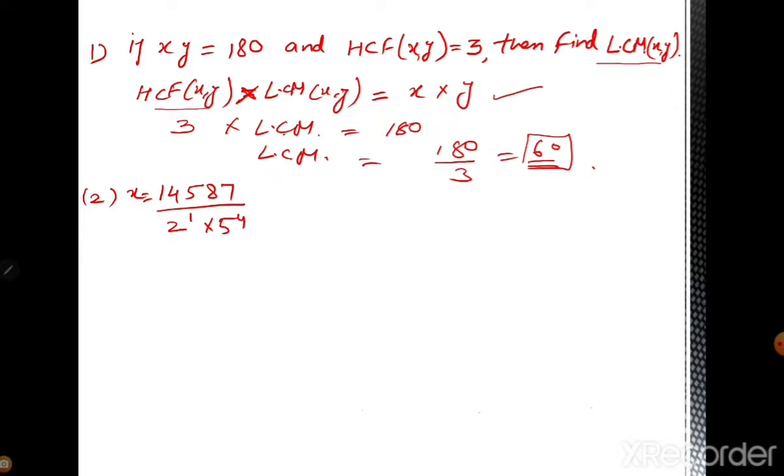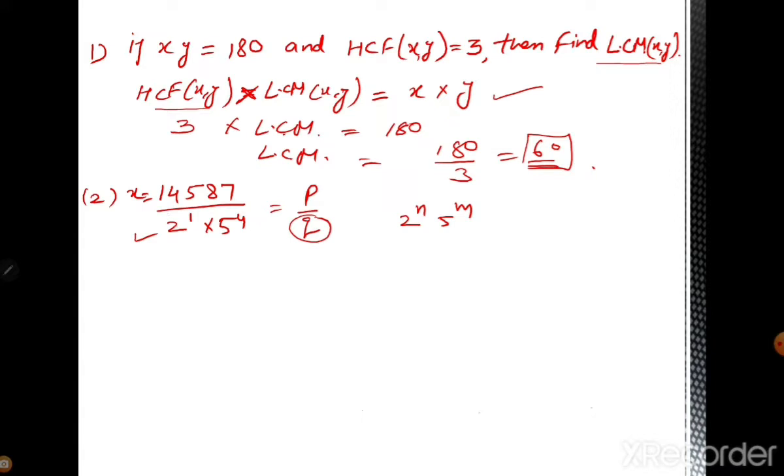For that, first of all, we have to check that it is in the form of p upon q. It is in p upon q form, and we know that if x is a rational number p upon q, such that the prime factorization of q is in the form of 2 raised to power n and 5 raised to power m, where n and m are non-negative integers, then the decimal expansion terminates.